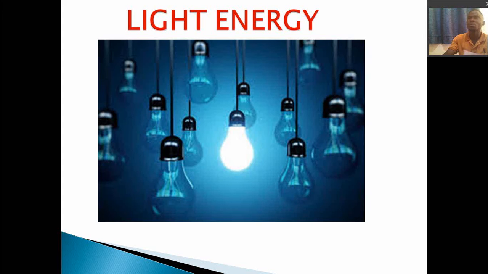So, today we are still continuing with our topic of light, and we are going to discuss luminous objects, non-luminous objects, and incandescent objects, and then we are also going to see an experiment that shows that light travels in a straight line.